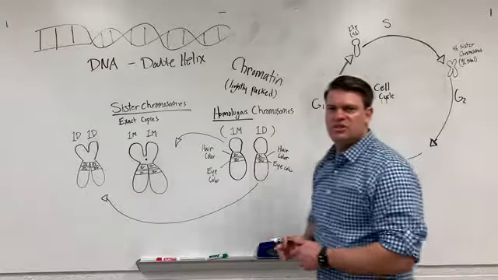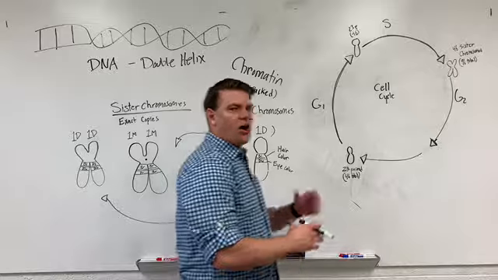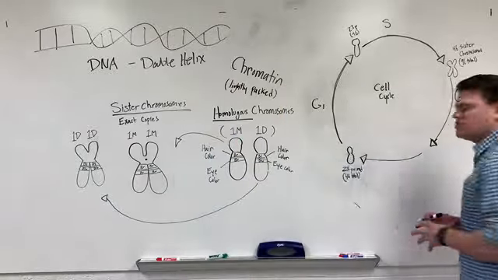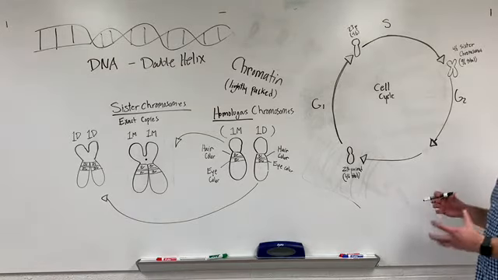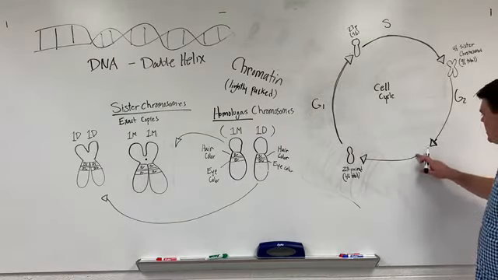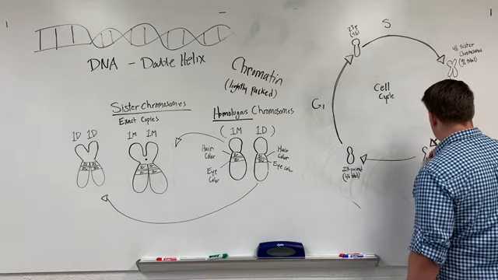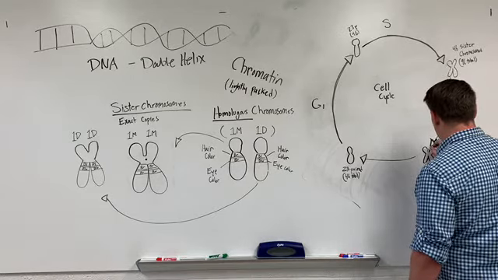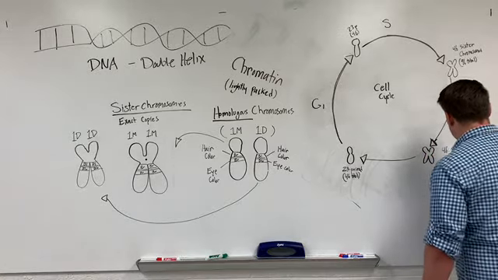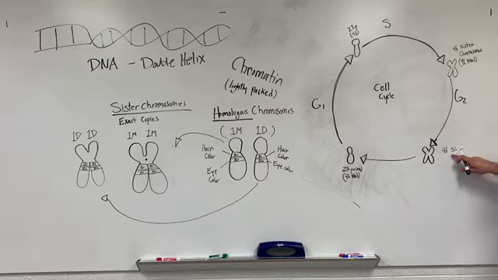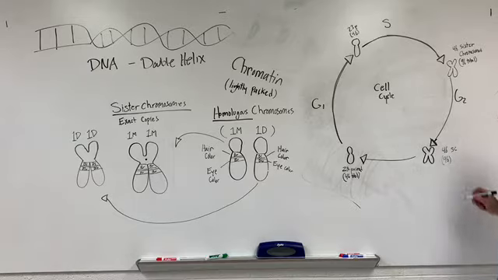So once again, G2 either stands for growth or gap. So you could say growth because, all right, we're going to split this cell into 2, so we want to make sure there's at least enough room or enough stuff available to be able to create 2 cells. And at the end of our growth 2 stage, we still have our 46 sister chromosomes, SC for sister chromosomes, which is a total of 96 altogether.